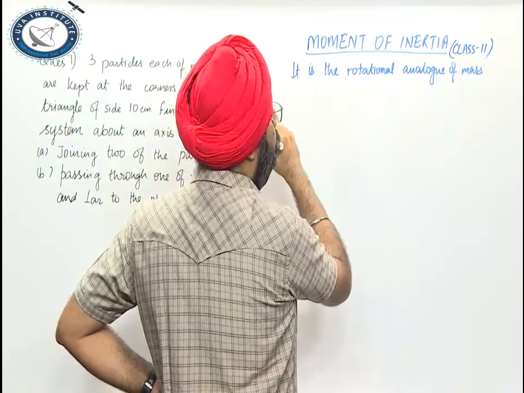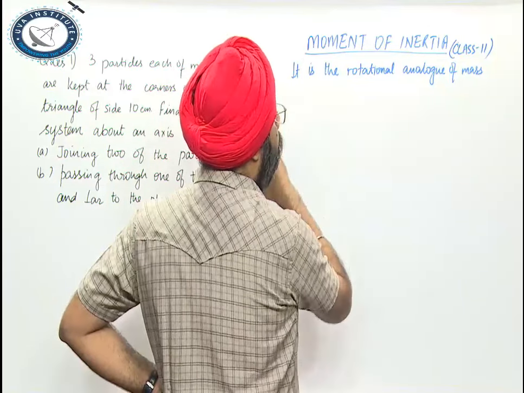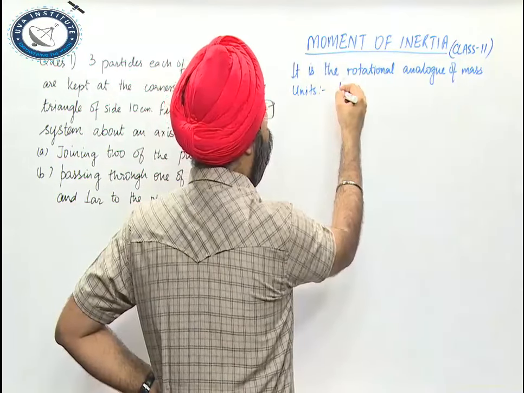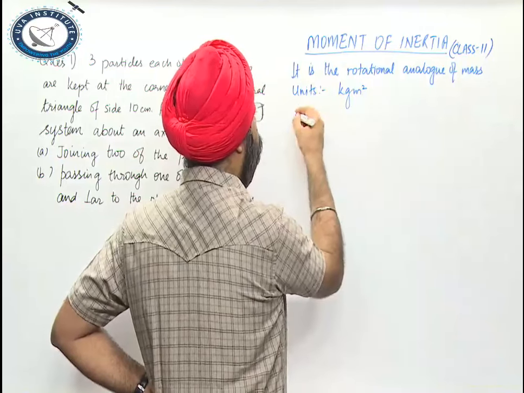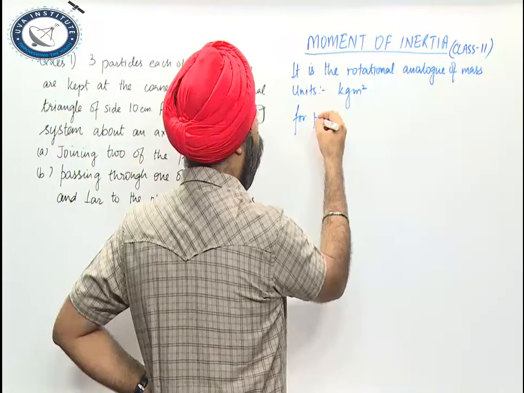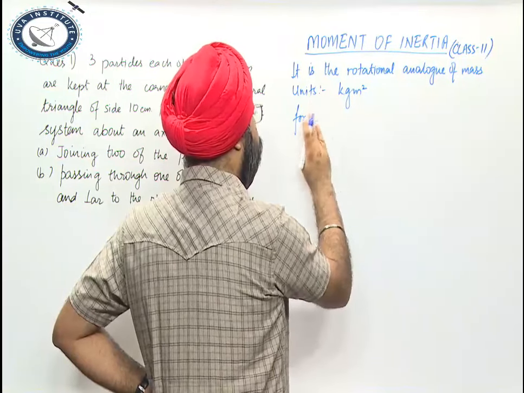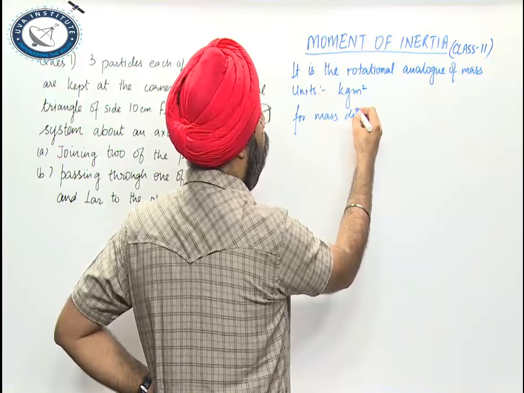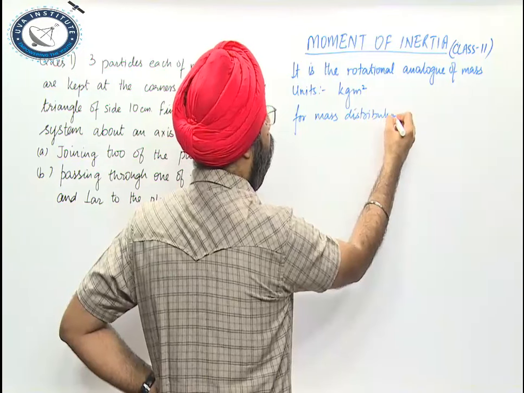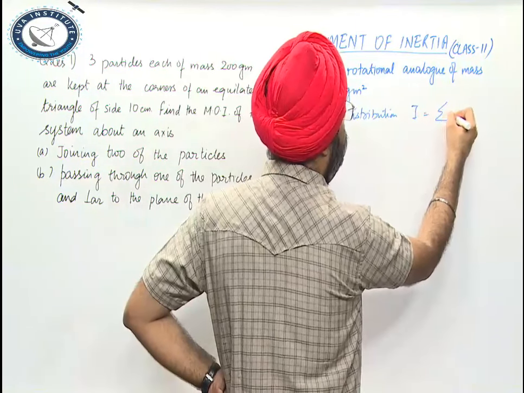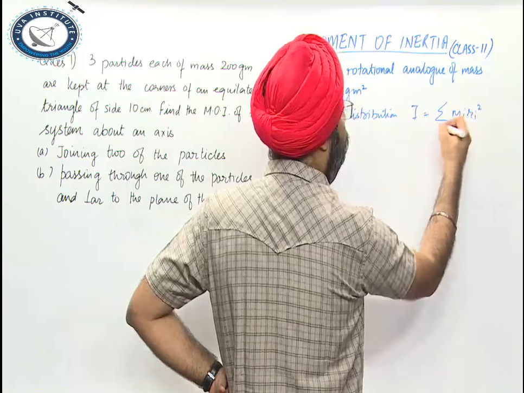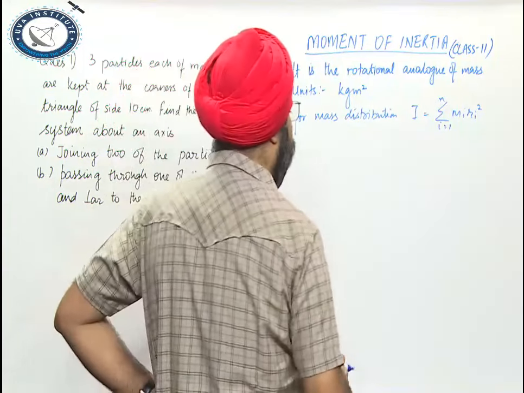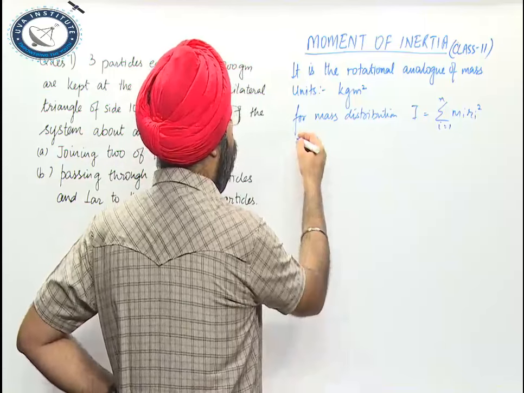Moment of inertia is a tensor quantity, and the units we know, it is equal to kg meter square. For a mass distribution or a point mass, moment of inertia is sigma mi ri square, i equal to 1 to n. This is how we can calculate moment of inertia.